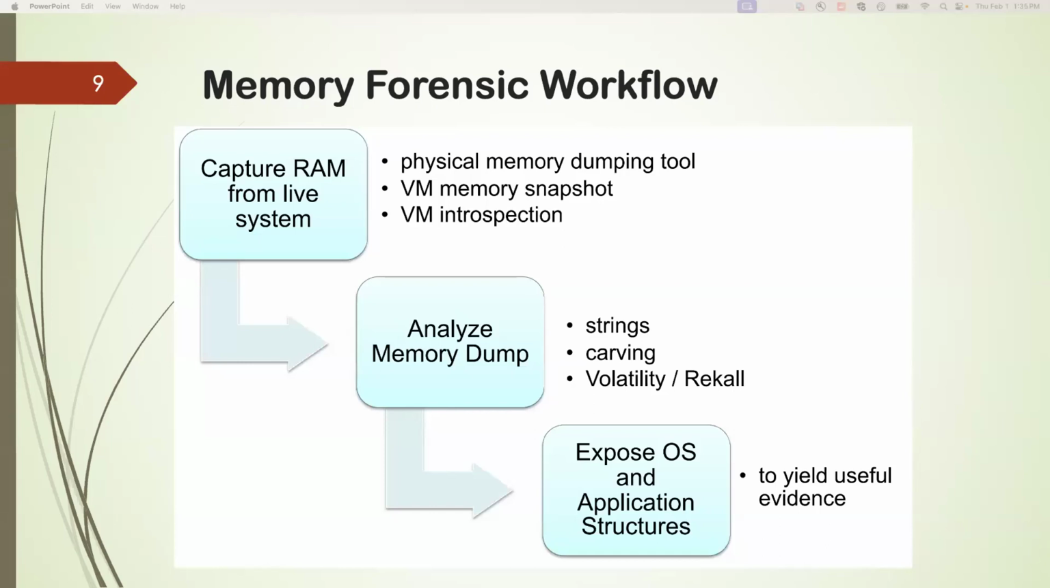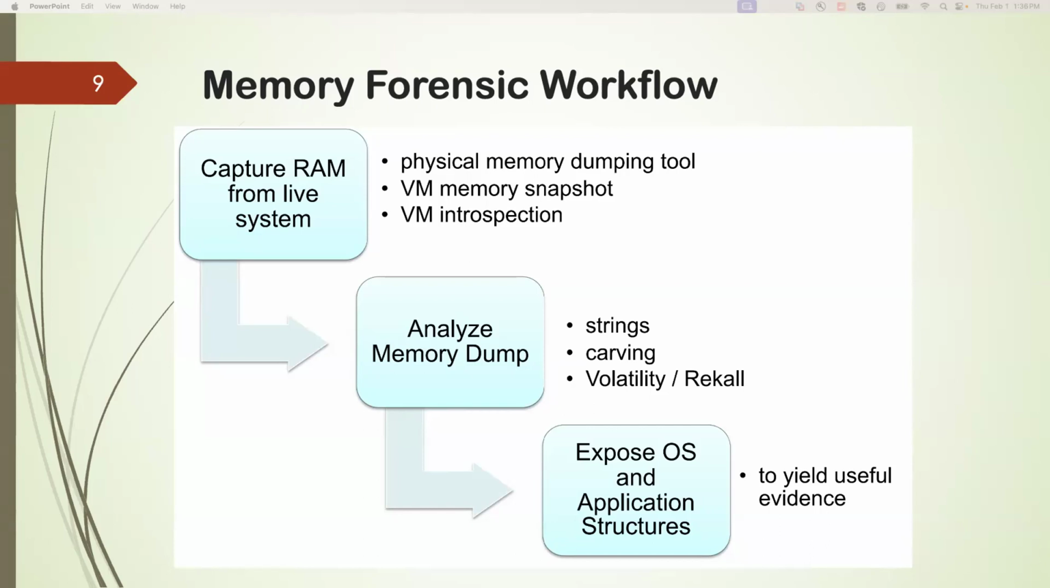So, given the importance of memory forensics and the different types of data that we can find from the memory, let's talk about the memory forensics workflow and see how the whole process happens, what you need to do in order to perform a successful memory analysis. The first thing to do here is similar to the static analysis that we did for the other thing. You need to have a copy or a dump of the memory. So the first step is to capture the RAM from a live system.